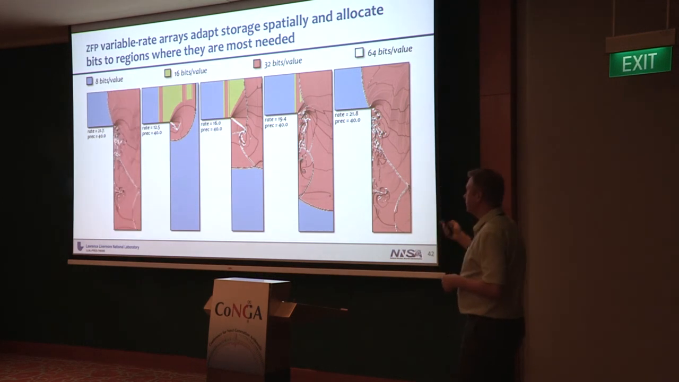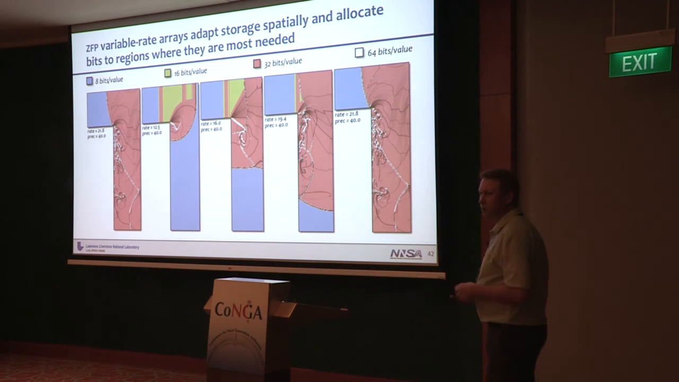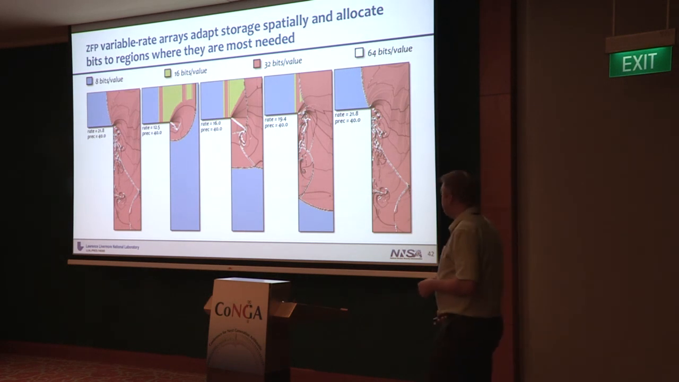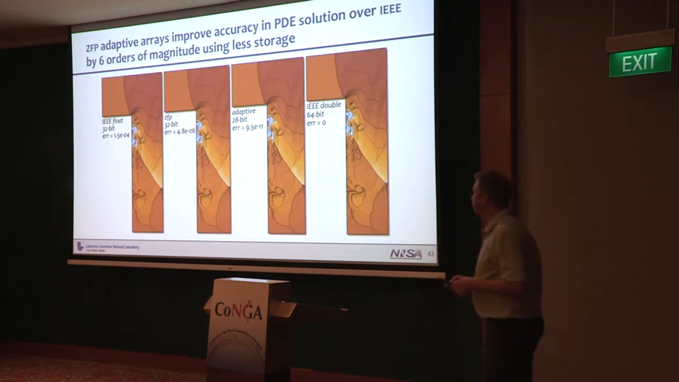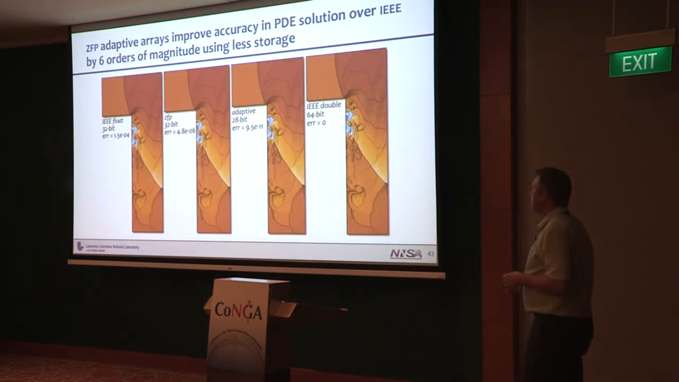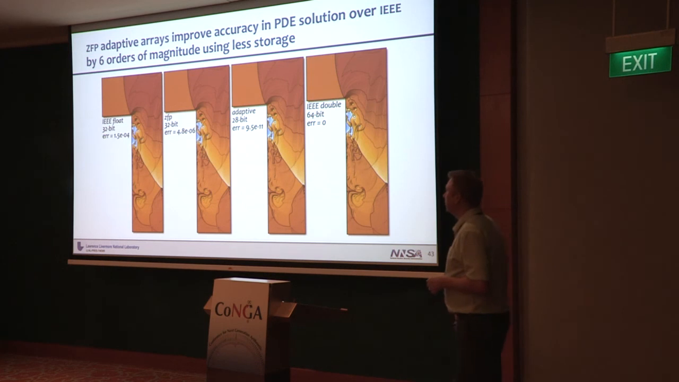So we actually need as many as 64 bits to represent that accurately. But over large parts of the domain, we can get away with a far fewer number of bits. So that's pretty cool. So here again, we're comparing IEEE double on the far right.